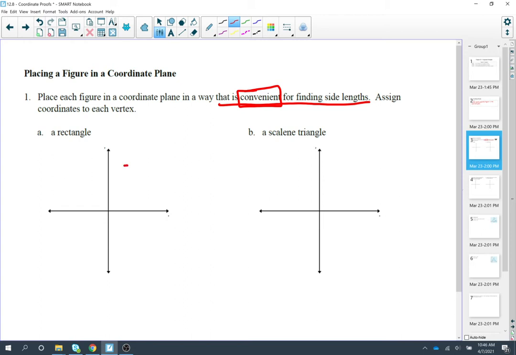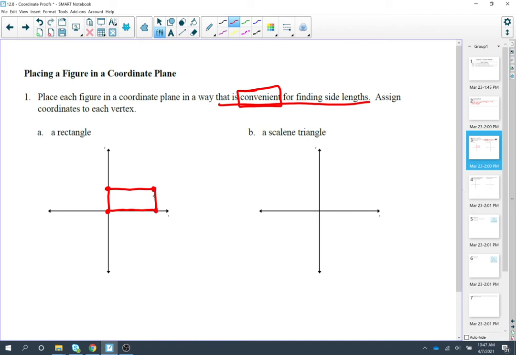If I were to take a rectangle and stick it right here, that might not be the best option, because then I'd have to go negative something, positive something, and that would require a little bit more math. You could do it, but it's not as easy. So a more convenient way is usually to use the origin. Place one of the vertices of your rectangle at the origin, and then from the origin we travel up the y-axis, over the x-axis, and we place our rectangle right there.